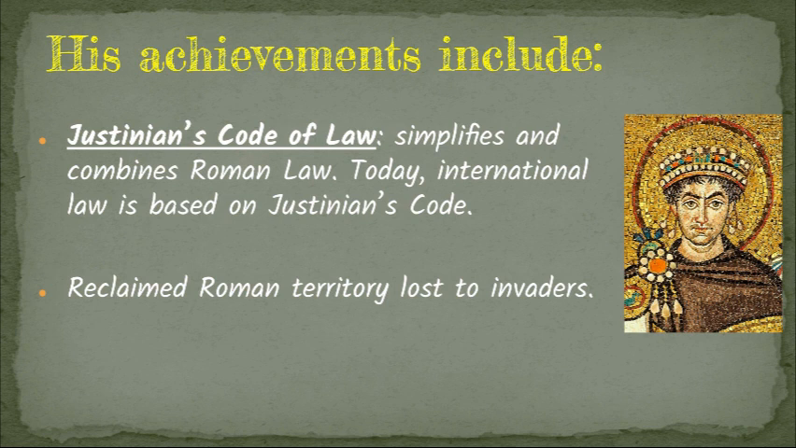And one of the most important, one of the most long-lasting things that he did was he created Justinian's Code of Law. And basically what he did was he organized all the laws of the empire. He took a lot of the Roman ideas in law, and then he had his advisors simplify it, write them all down, and put them into a code book. And actually, even today, international law is still based off of Justinian's code and some of the laws that he created.